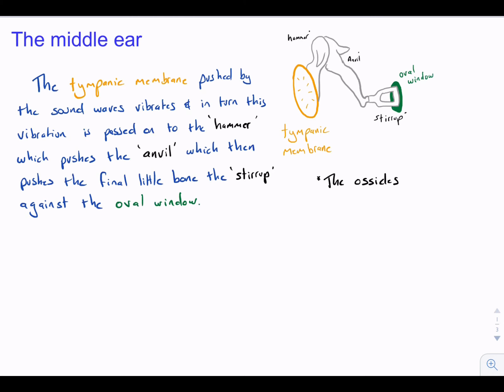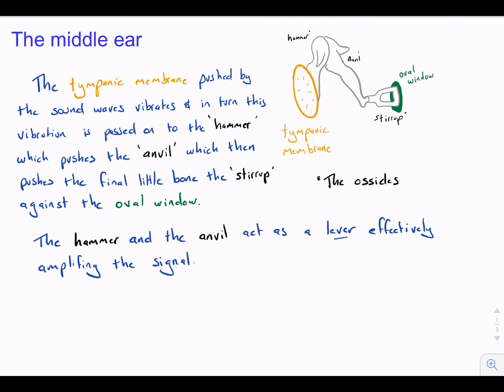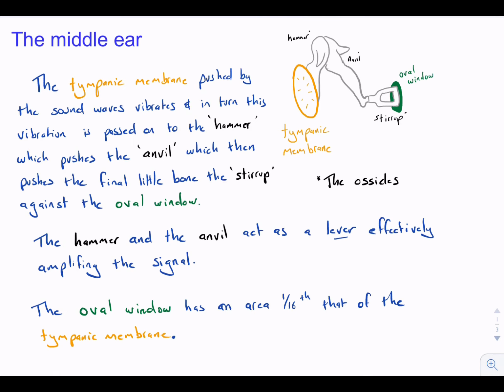like a US penny. The hammer and the anvil act effectively as a lever, amplifying the signal. Also, the oval window has an area of only 1/16 that of the tympanic membrane, and therefore we get an amplification of pressure associated with this as well.